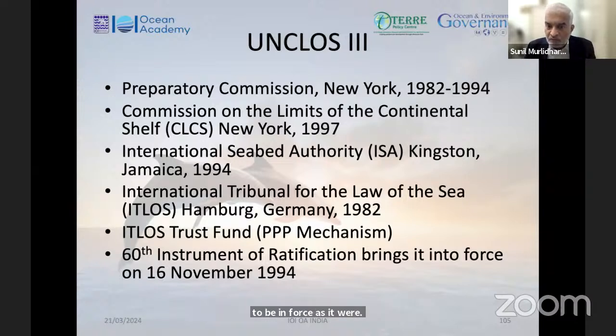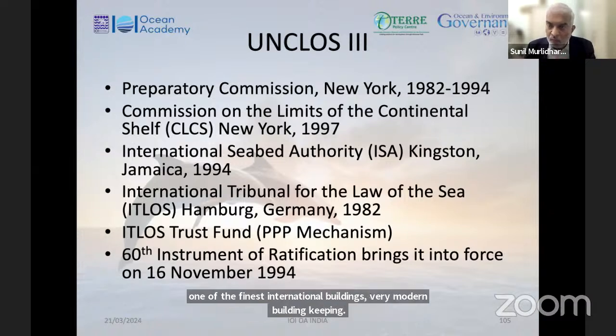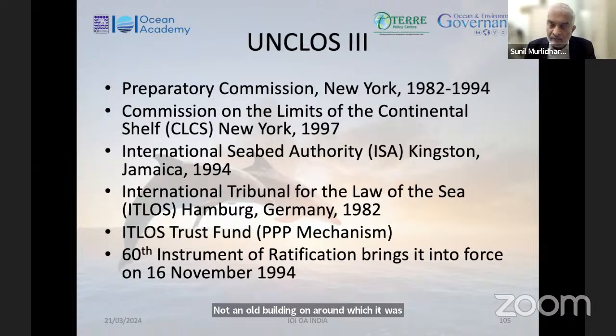Also, the Tribunal for the Law of the Sea was established immediately after the treaty was signed, but the actual building and the creation of the premises for the International Tribunal for the Law of the Sea was only in 1999, 2000, around that time. And it's a fantastic place to visit. One of the finest international buildings, a very modern building, keeping an old building around which it was built, also maintained very well. In fact, they have something called the International Foundation for the Law of the Sea in that old building, where I've had the opportunity to lecture, where they do a summer course on ocean governance.